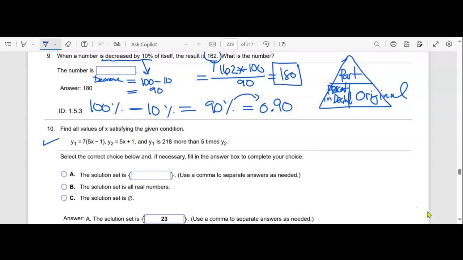Find out values of x satisfying the given condition. Select the correct choice below and if necessary fill in the answer box to complete. y1 equals 7 times (5x minus 1), y2 equals 5x plus 1, and y1 is 218 more than 5 times y2.